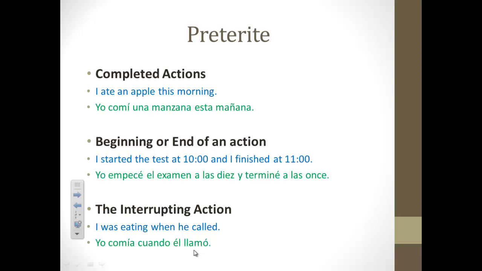La semana pasada, el mes pasado, el año pasado mean last week, last month, or last year. Esta mañana means this morning. El lunes or martes, on Monday, on Tuesday. Okay, you're being specific, so you've got to use preterite. Hace 2 días, 2 days ago. And en 1980, in 1980, again, anytime you are specific about the year that something happened, that is preterite. Okay, so I hope that makes sense. You use the preterite to talk about completed actions in the past, and you're very specific about what happened.